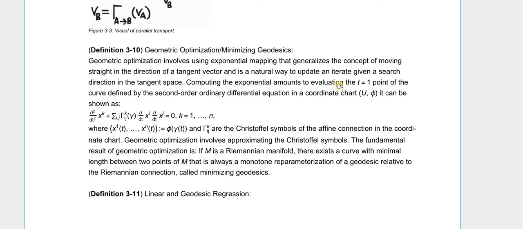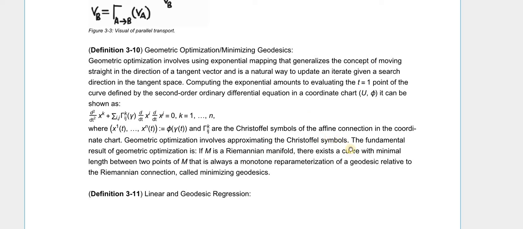But what is the result of this geometric optimization? It is minimizing geodesics. I'll read this: if M is a Riemannian manifold, there exists a curve, a geodesic, with minimal length between 2 points within the manifold. There's always a monotone parameterization of a geodesic relative to the Riemannian connection, or affine connection. And these are called minimizing geodesics.